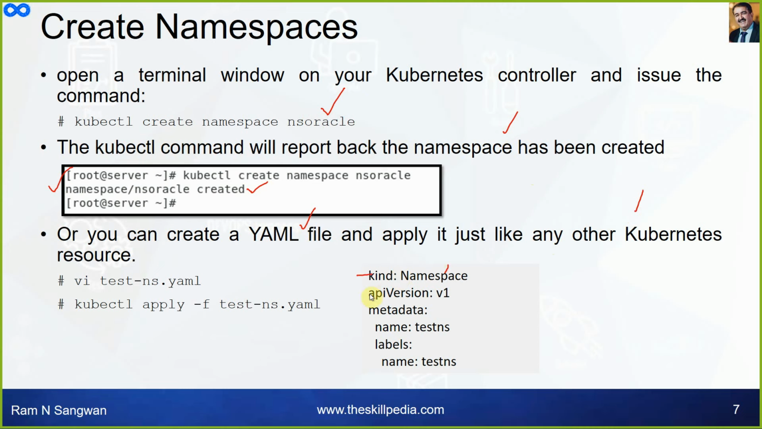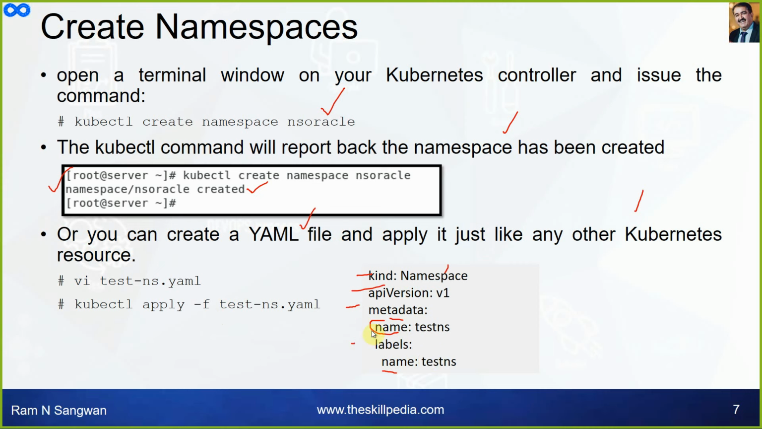Kind, namespace, API version, metadata, and labels. The indentation is wrong here. Metadata has to be indented, and the label has to be indented inward. So the point is you have to be very careful. This indentation is almost correct, but it appears to be slightly incorrect.